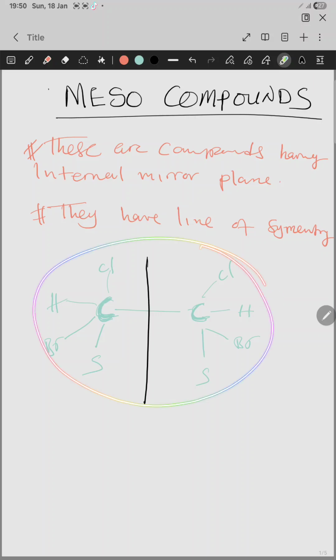This compound is going to be called a meso compound because this chiral center has got the same constituents as this other one. If two chiral centers have got the same constituents, then you can easily draw a line of symmetry on that particular compound given to you. Once you do so, that compound is termed a meso compound. So a meso compound is any compound that has got that internal mirror plane, or that line of symmetry.